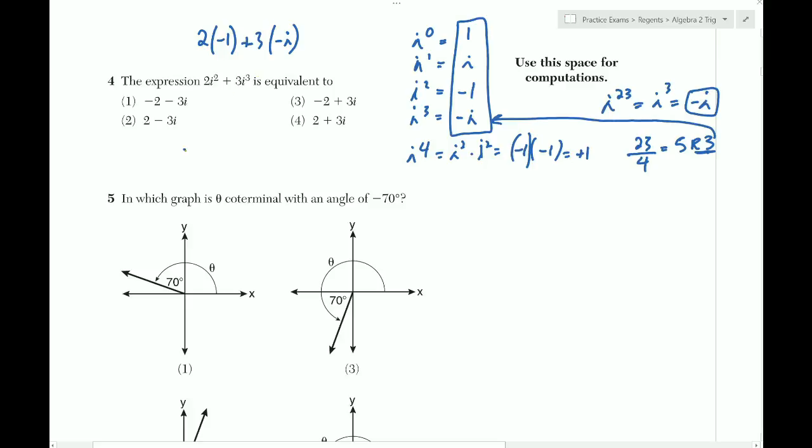So you have 2 times negative 1, that's negative 2. Then we have 3 times negative i, that's negative 3i. So we get negative 2 minus 3i.